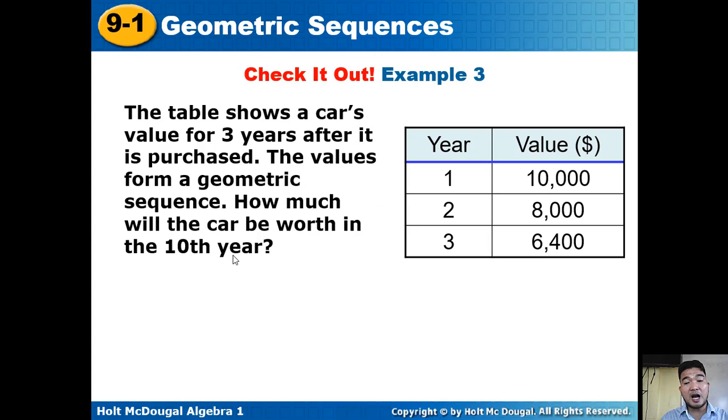So check it out, example 3. The table shows a car's value for 3 years after it is purchased. The values form a geometric sequence. How much will the car be worth in the 10th year?